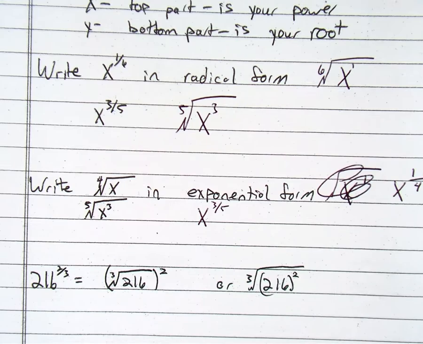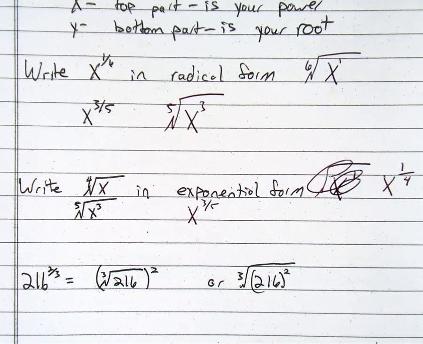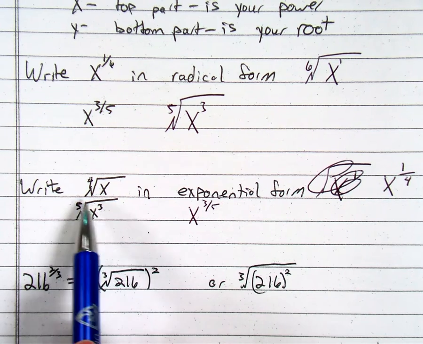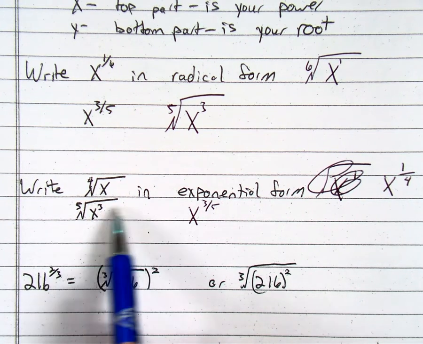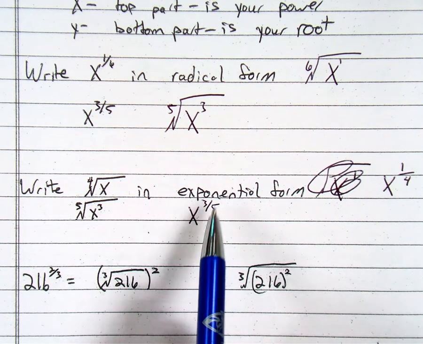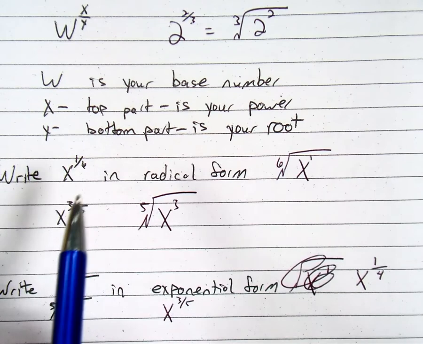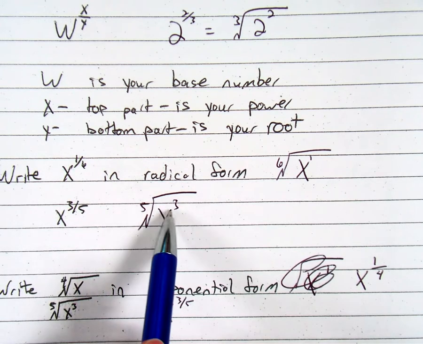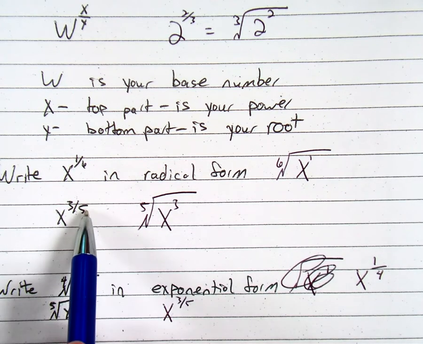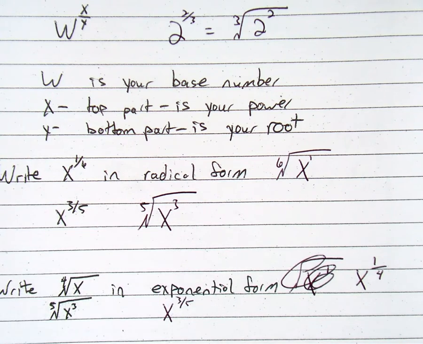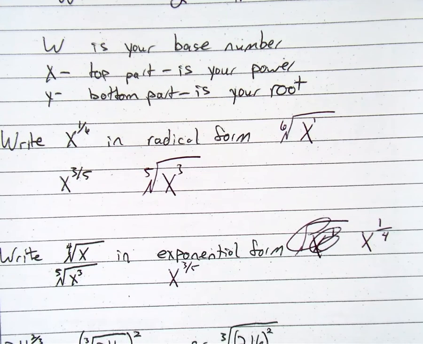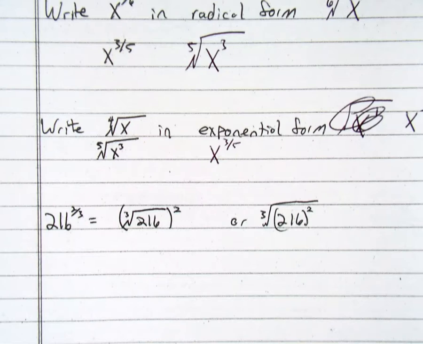With me so far? Okay. Power, root. Power number goes on top. Root number goes on bottom. Power number on top, right, is the power there. Root number on bottom. There we go. So you should be able to do those forwards and backwards.